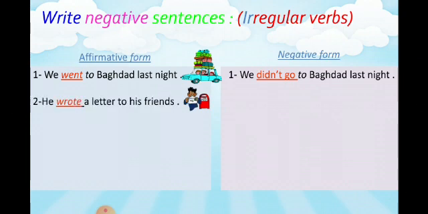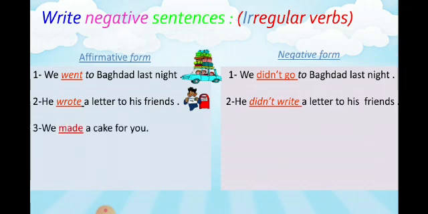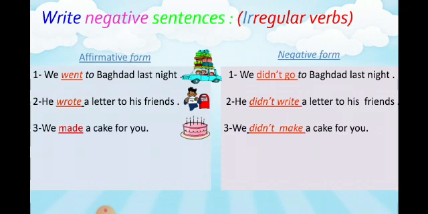Number 2. He wrote a letter to his friends. He didn't write a letter to his friends. Also we put didn't, but the verb wrote changes into write. هنا أيضا قمنا بوضع didn't والفعل wrote تغير إلى write. Number 3. We made a cake for you. We didn't make a cake for you.